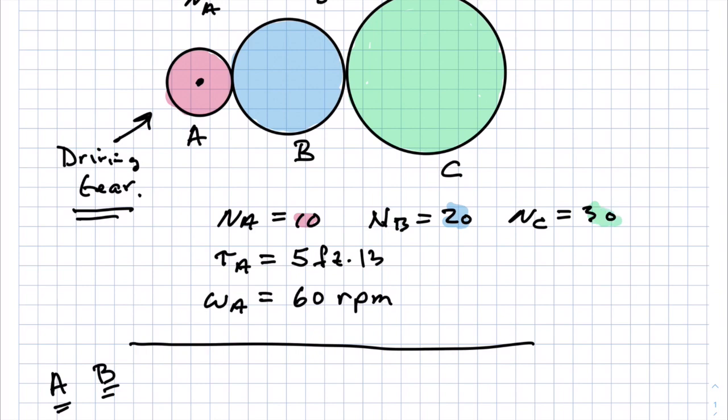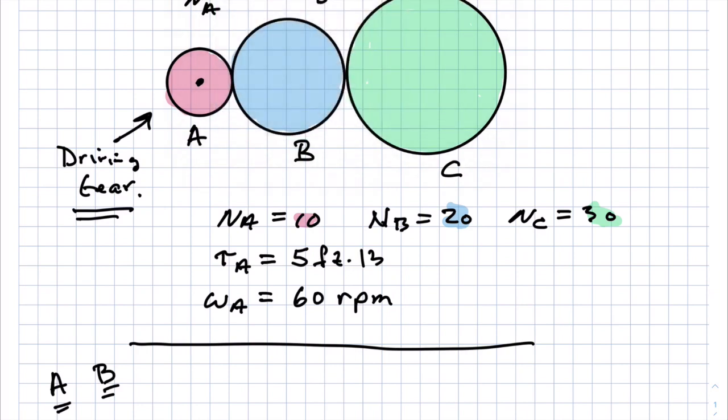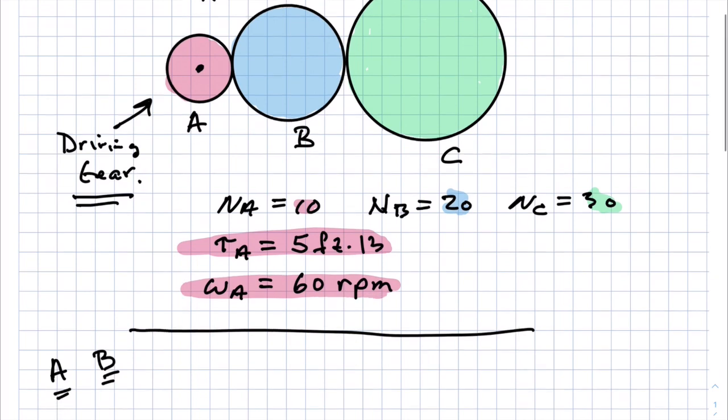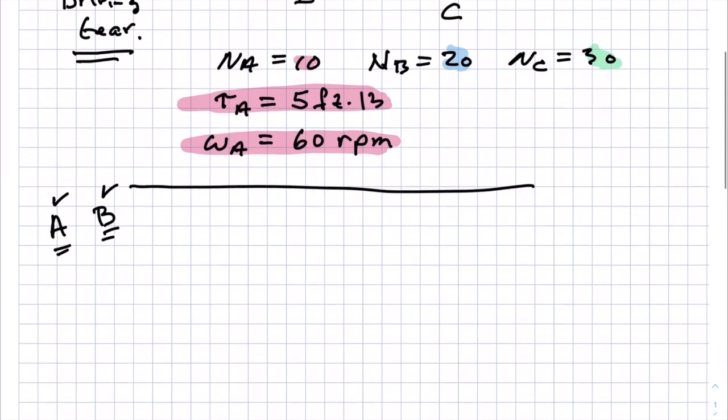Since A is the driving gear, we'll start with some information about A. The torque driving gear A, which could be through a motor, is going to be 5 foot-pounds of torque. And the rotational speed of this gear is going to be 60 revolutions per minute. Now what I want to do is take a look at gear A and gear B and look at the speed of rotation.